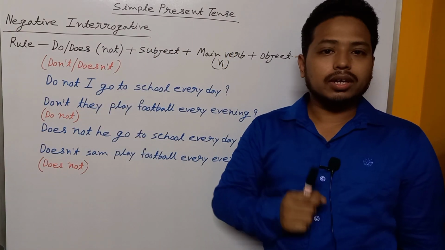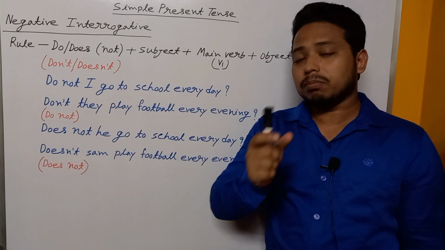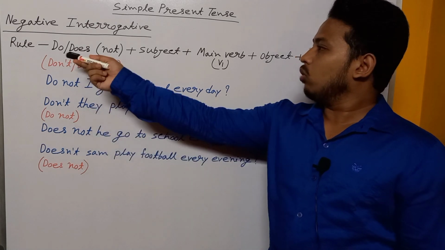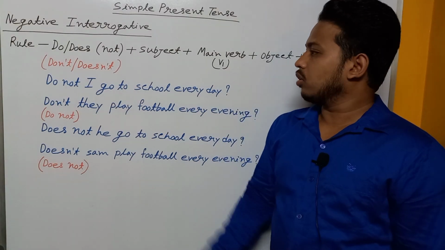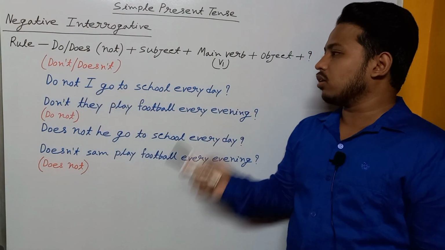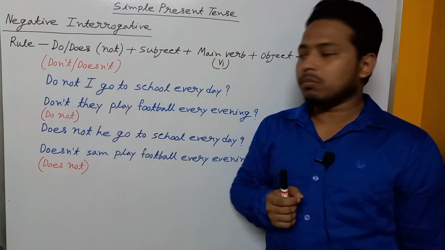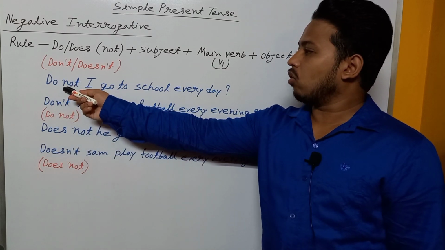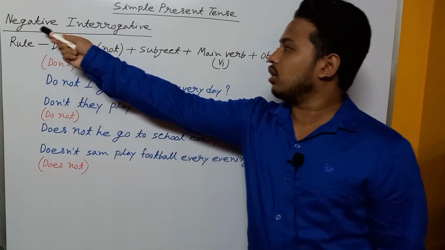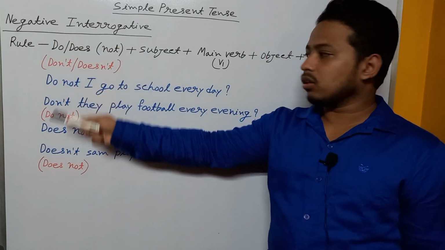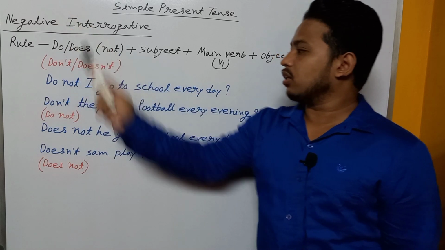When we want to make a negative interrogative sentence in simple present tense, we will follow the rule. So let's see the sentences. Do not I go to school every day? Do, helping verb. I write not after do, helping verb, because it is a negative interrogative sentence. So I write not for negative.